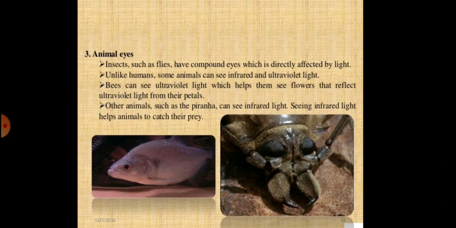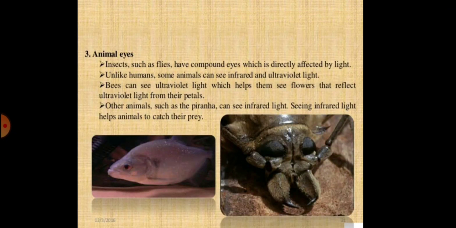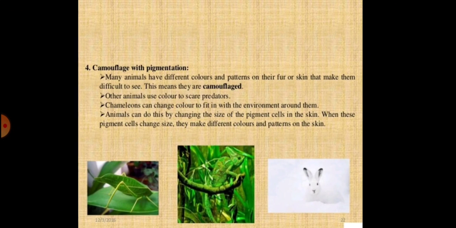Eyes of animals are also affected by the light. Insects such as flies have compound eyes which is directly affected by the light. Unlike humans, some animals can see infrared and ultraviolet light. Bees can see ultraviolet light which helps them see flowers that reflect ultraviolet light from their petals. Other animals such as piranha can see the infrared light. Seeing infrared light helps animals to catch their prey.